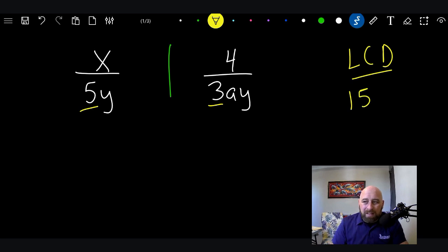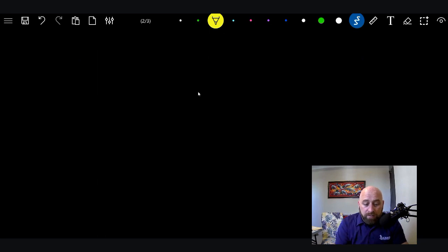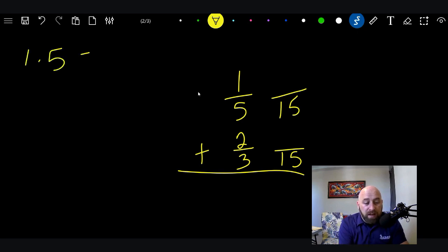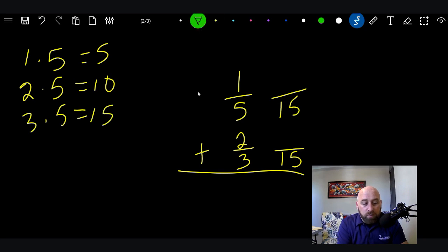Okay, now let's do the process real quick. Let me show you this process with just a regular fraction. So if I'm just adding 1/5 plus 2/3, how do we do that in math? Well, we find the LCD, which is 15, and most of you know that's 15. You've done it enough to where you know how to get that. Basically, the idea is that you do multiples of 5: 1 times 5 equals 5, 2 times 5 equals 10, 3 times 5 equals 15. And then you would do multiples of 3.